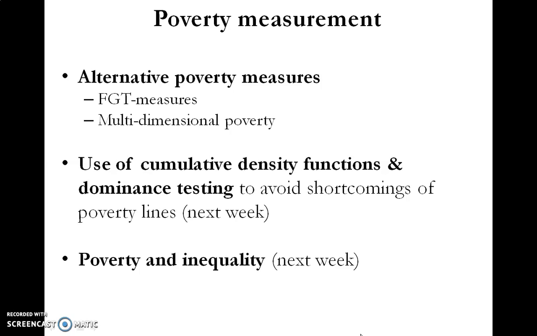We will spend quite a lot of time looking at the empirical literature on Foster, Greer, and Thorbecke's poverty measures, and you will need to learn how to do that. And towards the end of this lecture, we'll just touch on a multidimensional poverty index. From next week, we will look at cumulative density functions and dominance testing, which is an approach used to avoid the shortcomings of poverty lines, and we will also focus on inequality next week as well.